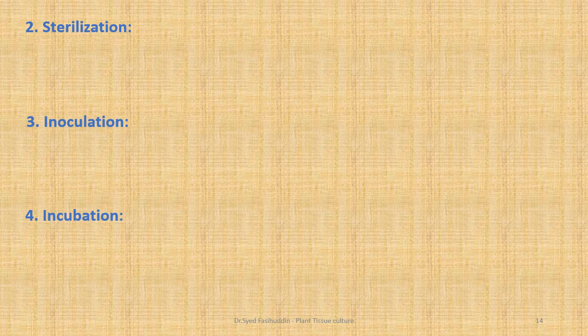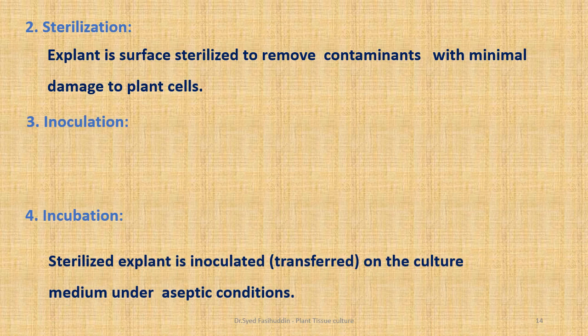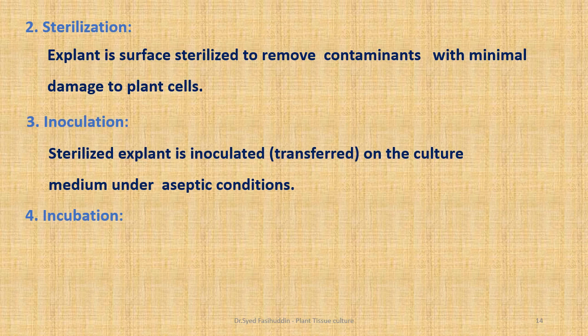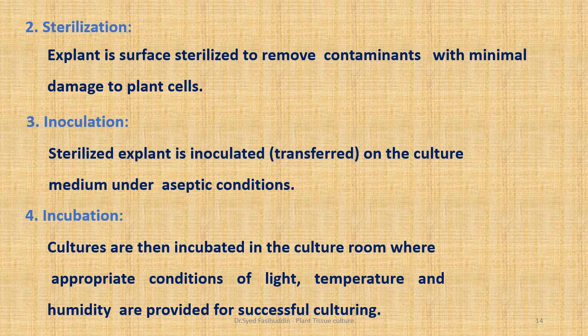Sterilization. Explant is surface sterilized to remove contaminants with minimal damage to plant cells. Then inoculation. Sterilized explant is inoculated on culture medium under aseptic conditions. Then incubation. Cultures are then incubated in culture room where appropriate conditions of light, temperature, and humidity are provided for successful culturing.